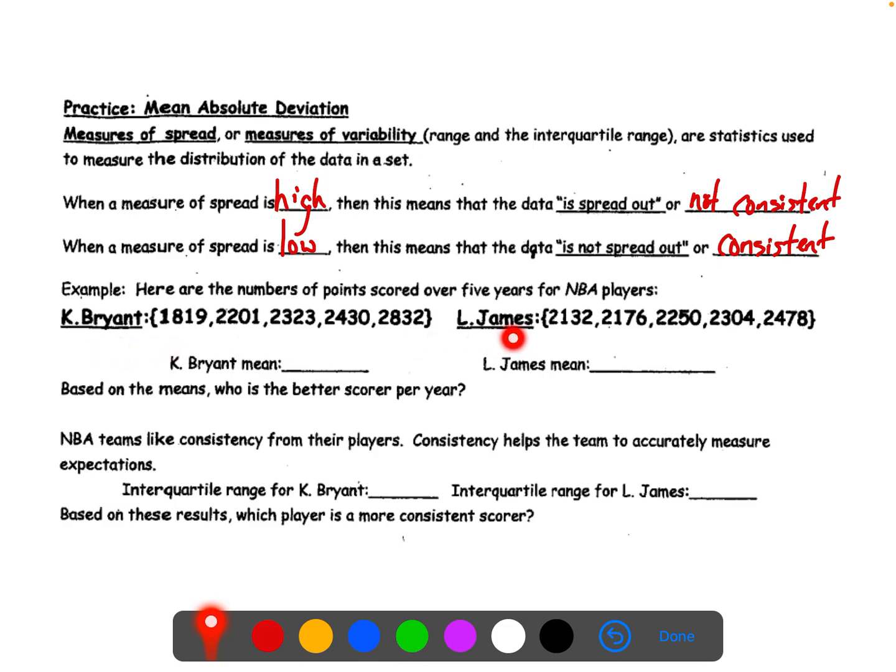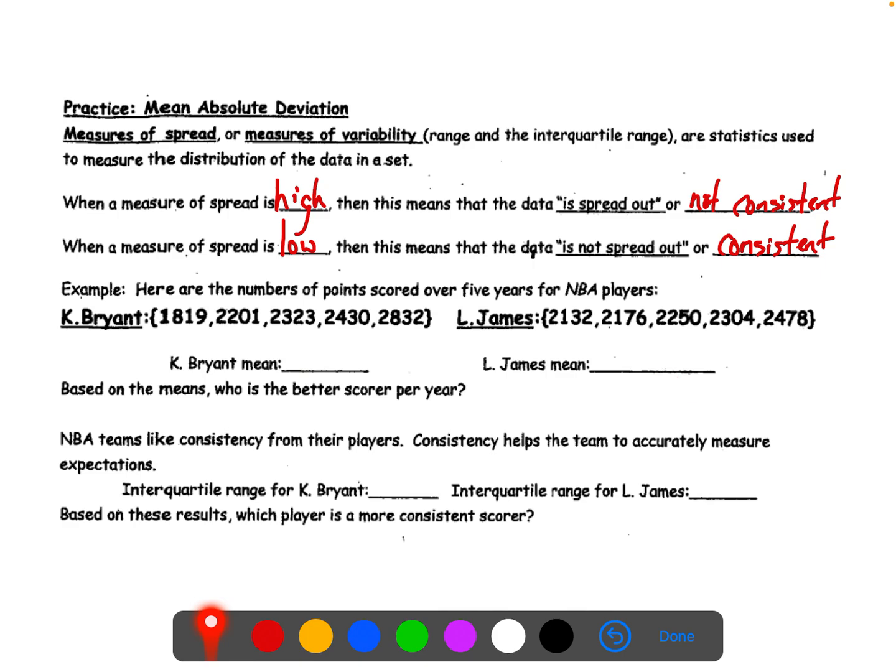We have two basketball players, and here are the numbers of points scored over 5 years for NBA players. So this is their 5-year totals for the number of points each year. We're going to find the mean for Kobe Bryant and LeBron James, and we're going to write that here on the line.